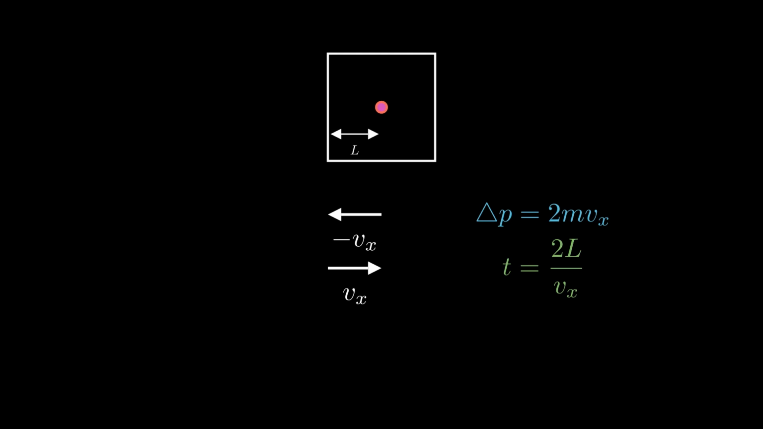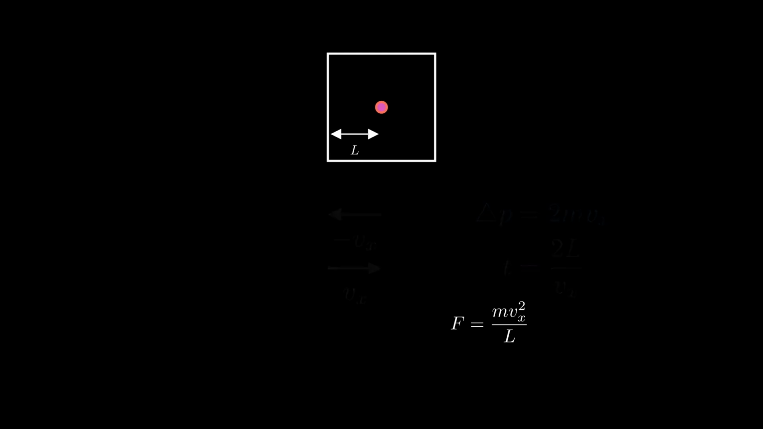The reason why we want to find the change in momentum and time is because now we can calculate the force exerted by the particle onto the wall by using the formula F equals 2mv_x divided by t, which is equal to mv_x squared divided by L after doing some simplification. We now have the force, but what about the pressure?